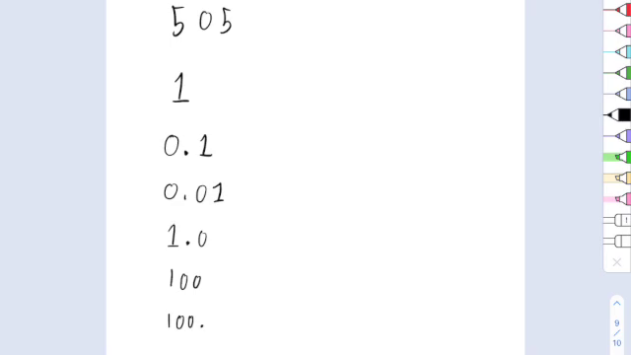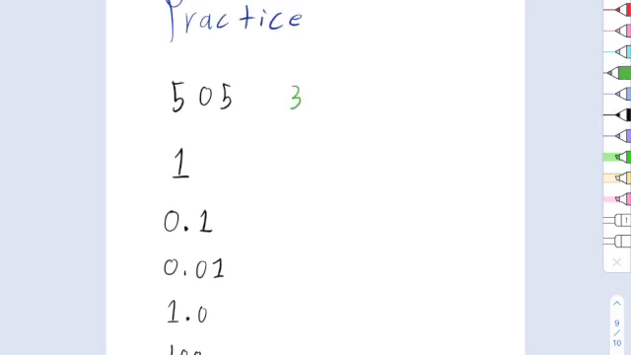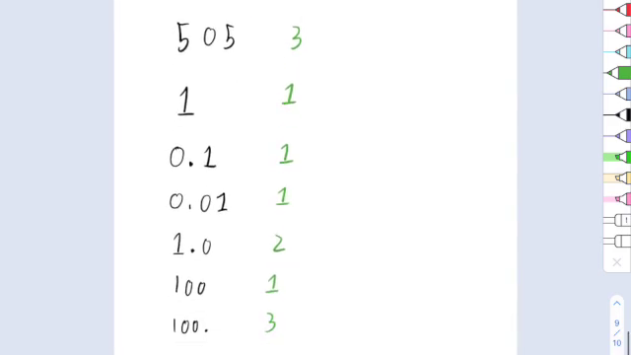Well, the first number, 505, it has 3 significant figures because that 0 is sandwiched between 2 non-zero numbers, so that 0 is considered significant. So there are 3 sig figs in total. The second number, 1, well, it simply has 1 significant figure. 0.1 though, that 0 is a leading 0 before the decimal, so that doesn't count as a sig fig, so there will be only 1 sig fig in total.